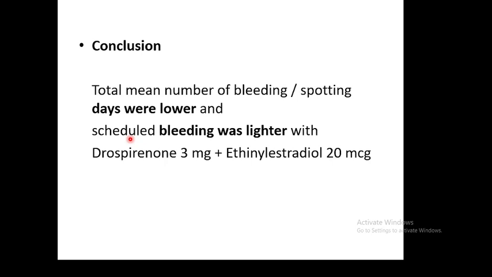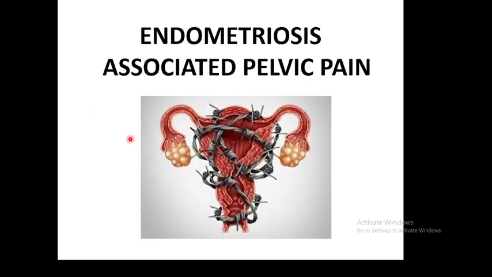It reduces the total mean amount of bleeding and the spotting days by using the drospirenone. And the scheduled bleeding was lighter with the drospirenone plus this in COCP, combined oral contraceptive pills. You get both estrogens and progesterone. And now the pattern is very low dose estrogen, usually 20 to 30 micrograms, and these progesterones do a marvelous job in reducing the blood loss in the menstrual cycle.